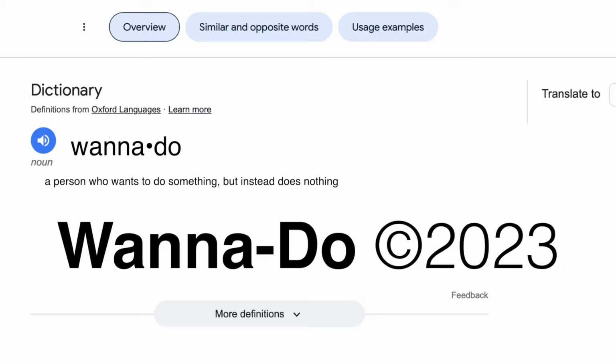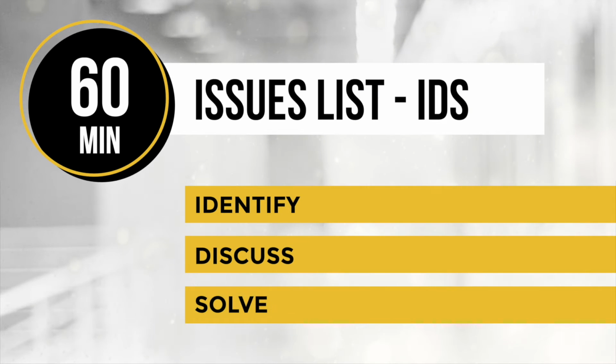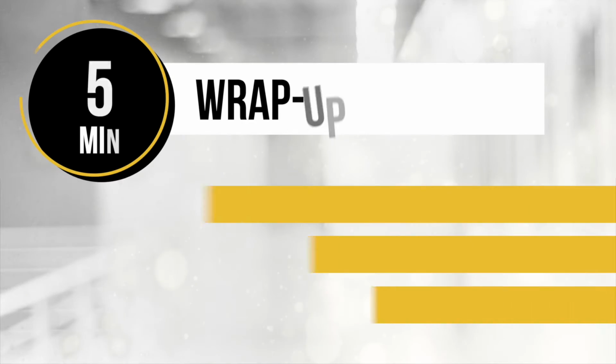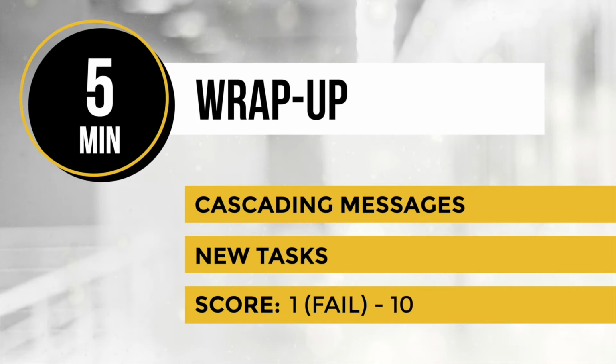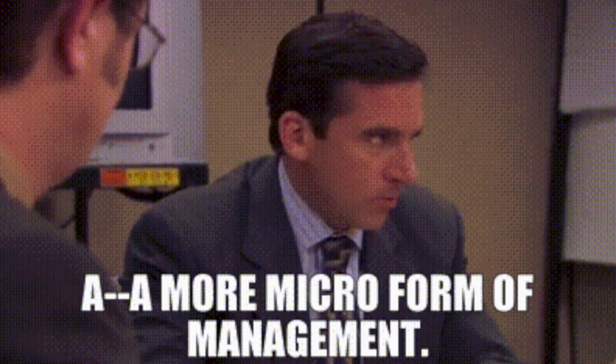Copyright 2023. Finally, you've got 60 minutes of IDSing, which stands for Identify, Discuss, and Solve: identifying and prioritizing issues, discussing potential solutions, and assigning action items to resolve them. If you like drama, this is your favorite part of the meeting. And then you move on to a 5-minute wrap-up, reviewing any cascading messages, newly created tasks, and giving the meeting a score between utter failure and 10. For the cynical types, you call this micromanaging in disguise.